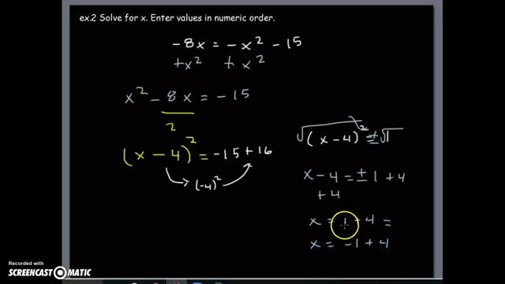Simplify both of these. 1 plus 4 equals 5. Do not think that this is a negative 5. I know you're going to do it. It's not a negative 5. Negative 1 plus 4 is 3. So these are our two answers in numeric order. 3 is smaller, 5 is larger. That's the order we put them in. That's example number 2. Split, square it, add it. Make sure that you solve it with a square root and a plus or minus sign.